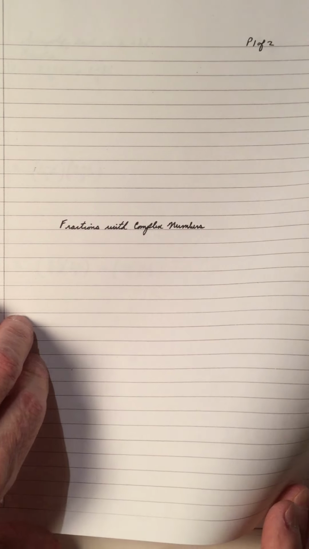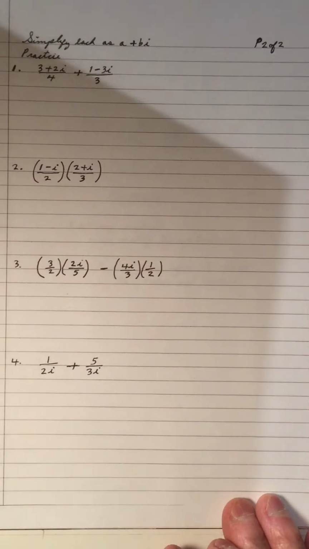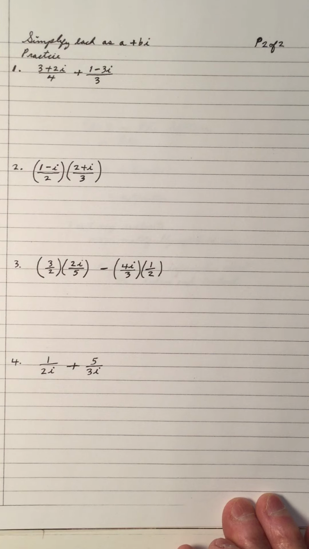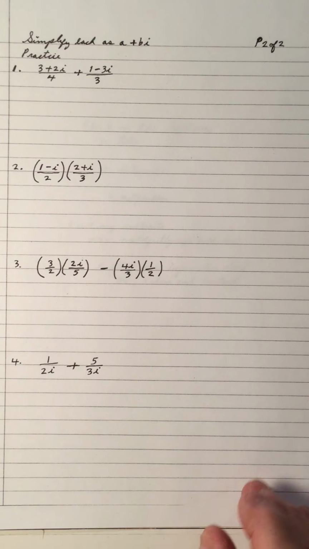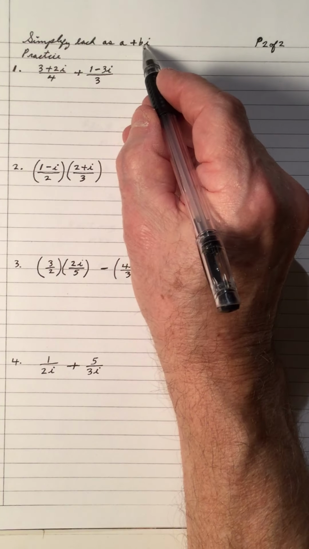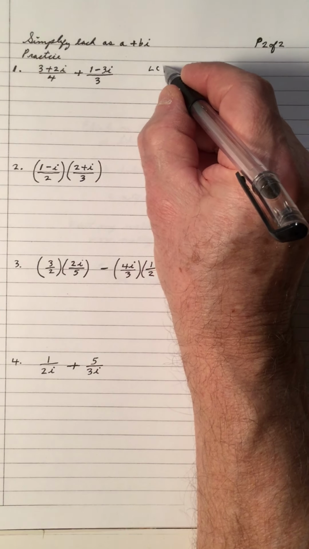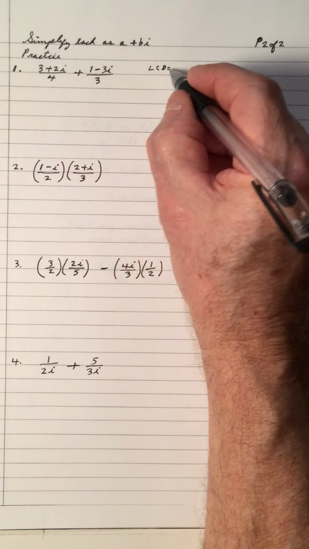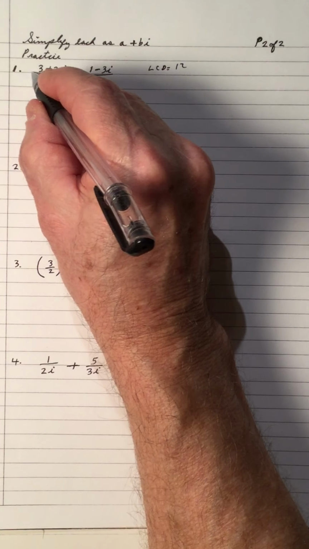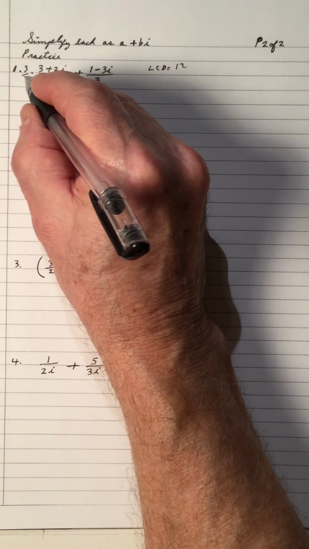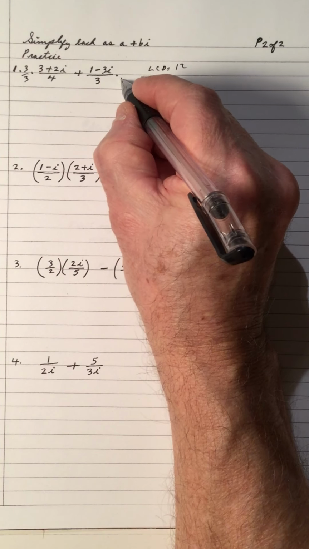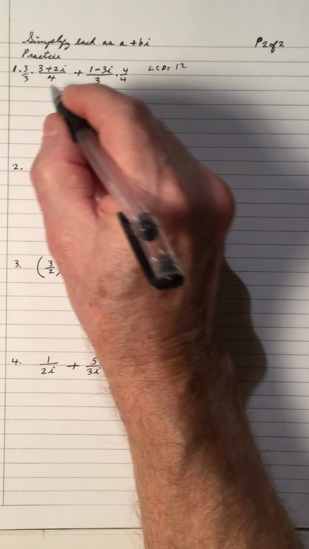This is an extra topic that I just threw in to expand your skill in working with the math. Simplify each as a plus bi. So that means we're adding two fractions, so we need an LCD, and the LCD for 4 and 3 is 12. So you multiply the first one by 3 over 3. You multiply the second one by 4 over 4.